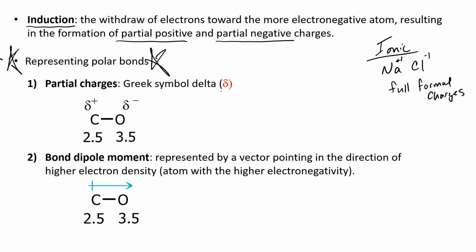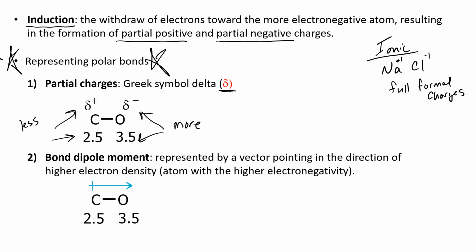Partial charges get the Greek symbol delta, and a delta plus is for the less electronegative atom in that polar bond, and a delta minus is for the more electronegative atom in the polar bond. So the first way that we represent polar covalent bonds is by using partial charges. Delta plus and delta minus, make sure you know where the plus and minus go. Plus on the less electronegative, minus on the more electronegative.